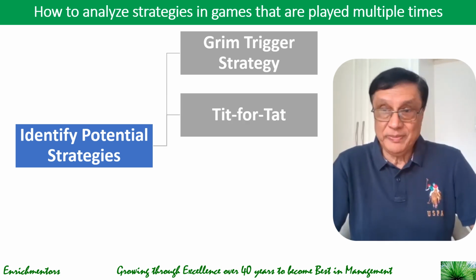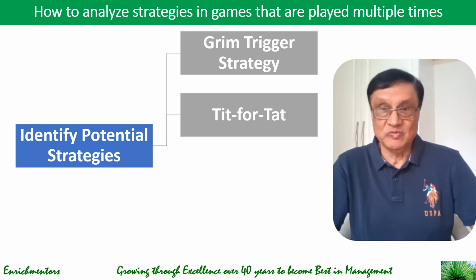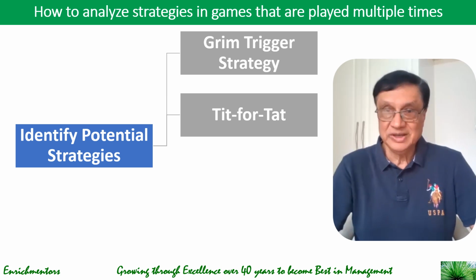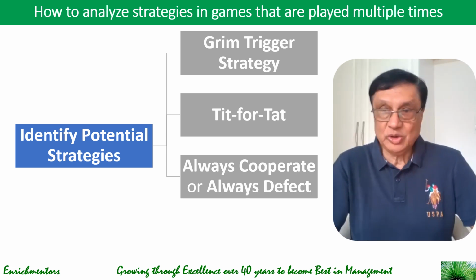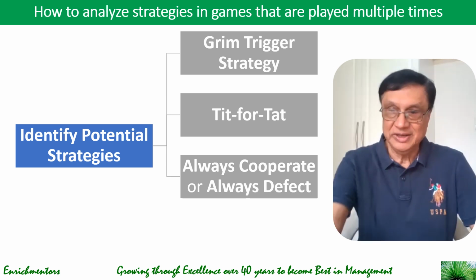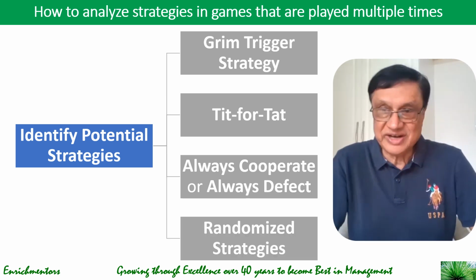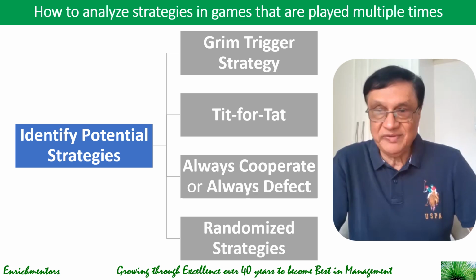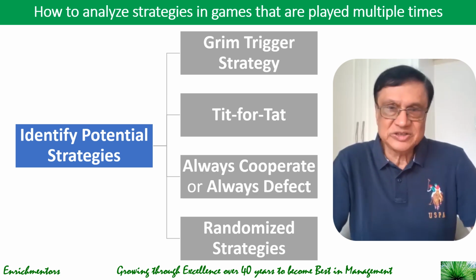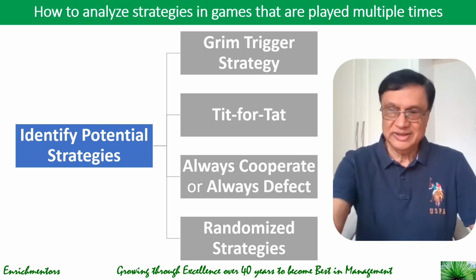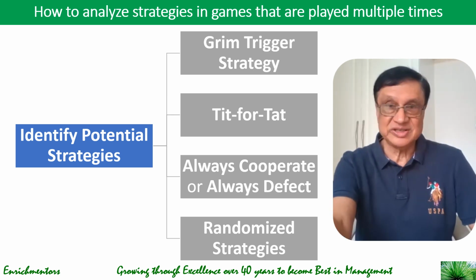You start by cooperating and then mimic the opponent's last move. Whatever he or she has done, you keep doing that. Third is always cooperate or always defect. You play the same move in all rounds. Either you cooperate all the time or you keep defecting all the time. And then there are randomized strategies, mixing between cooperation and defection based on probabilities. There are more, but at this point of time, these are the four core strategies that you have.